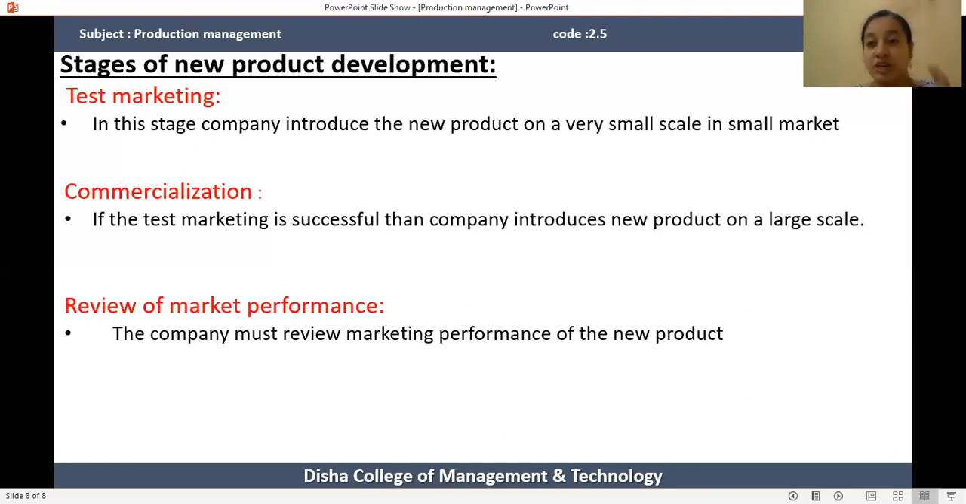The last stage of new product development is the review of market performance. The production department has to continuously monitor the performance of the product, whether that product is accepted by the customer or not, and whether the product performance is consistent in a continuous manner. The production department has to review the market performance of that particular product. So this is all about the stages of new product development, and this is all about today's class. Thank you.